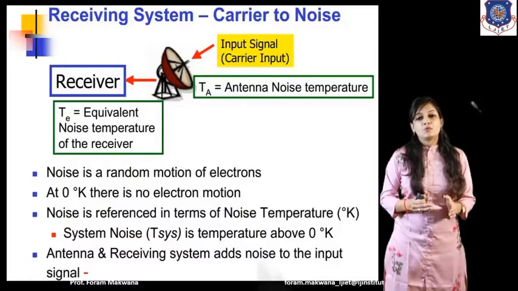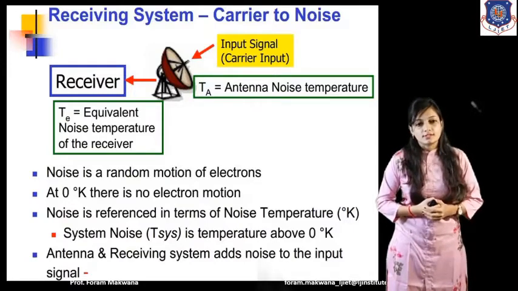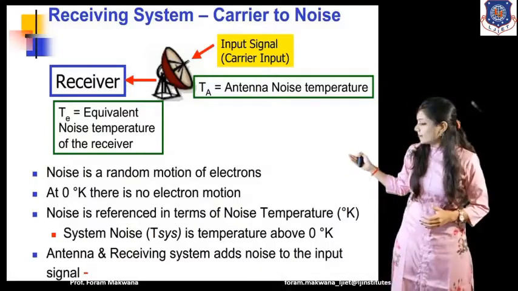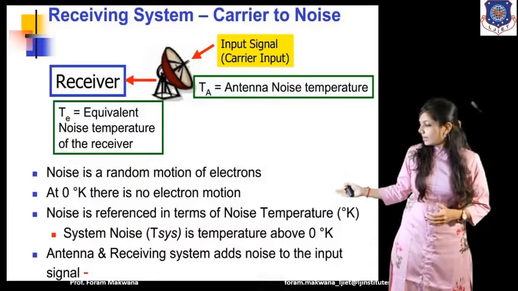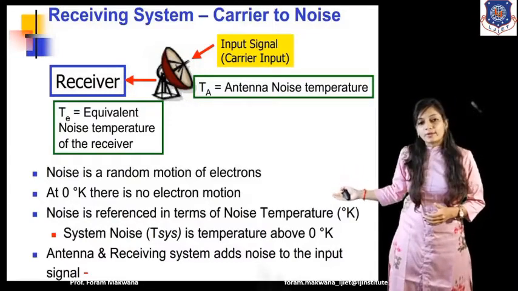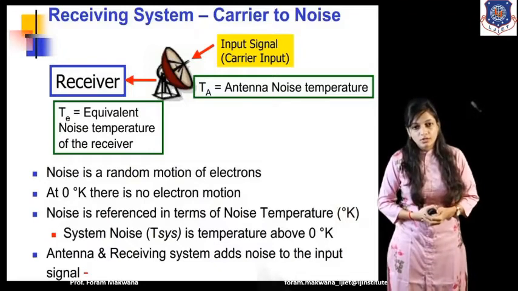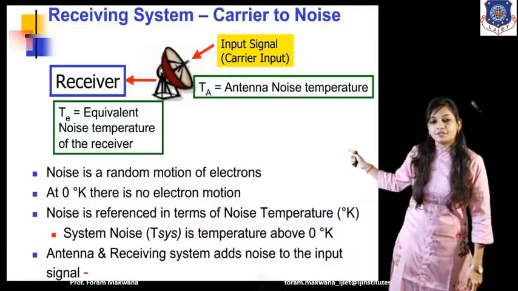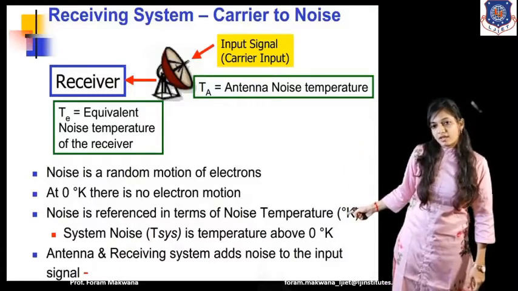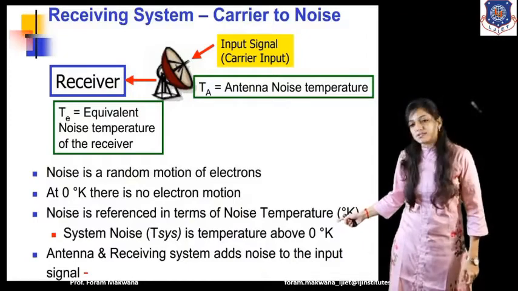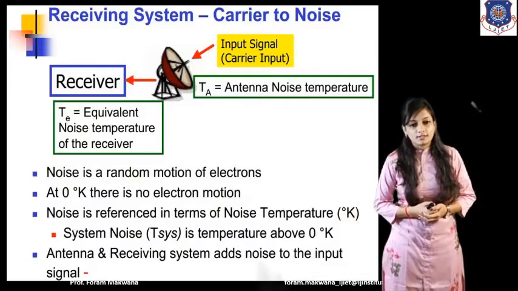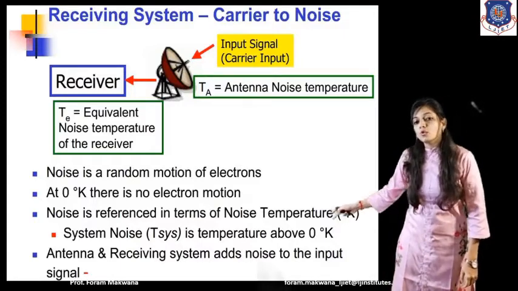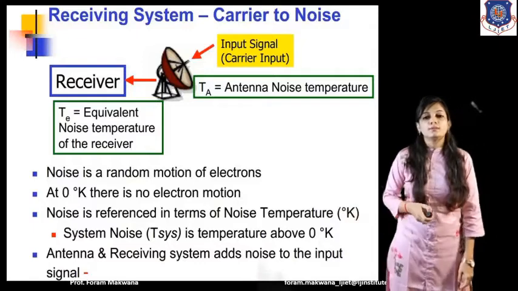Right. So first of all, what do you mean by noise? Before calculating the carrier to noise power, we must understand what noise is. Noise is a random motion of electrons. As we know, at 0 degrees Kelvin there is no motion of electrons. So we need to consider the noise in terms of noise temperature, and we need to consider a system noise temperature above 0 Kelvin. Alright. So the antenna and the receiving system both add noise to the input signal.